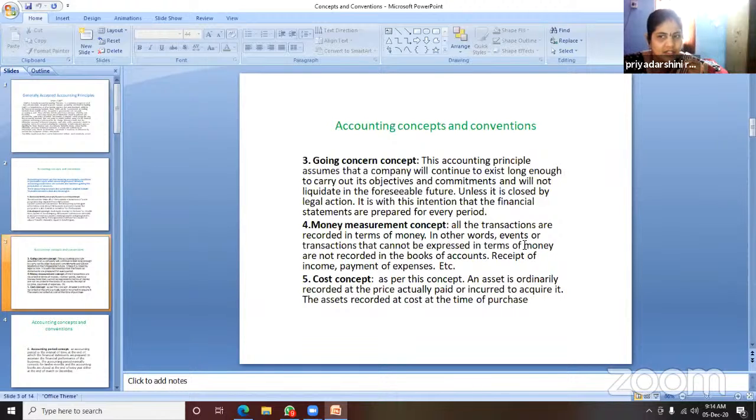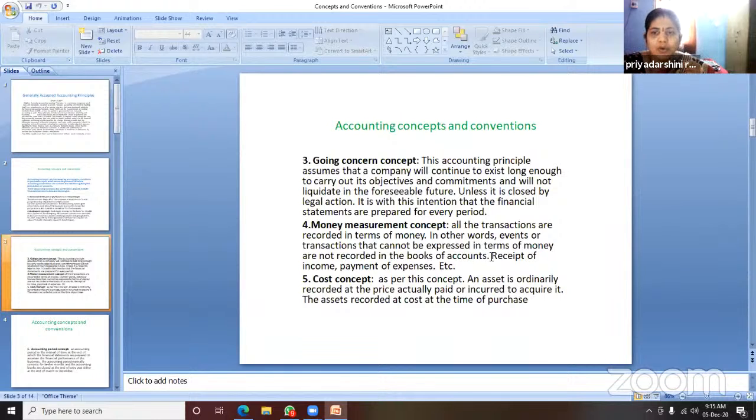In other words, events or transactions that cannot be expressed in terms of money are not recorded in the books of accounts. Receipt of income, payment of expenses, all these are recorded in terms of money. Means we give the value of money. For each transaction, we are giving the worth of that transaction amount, we are showing in monetary value.